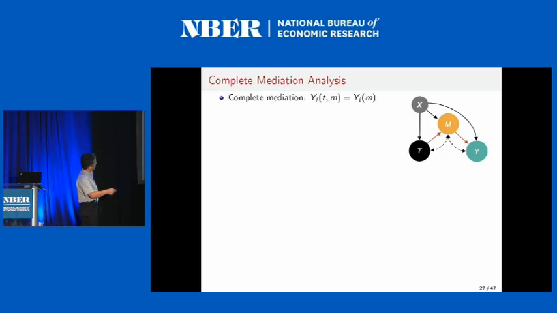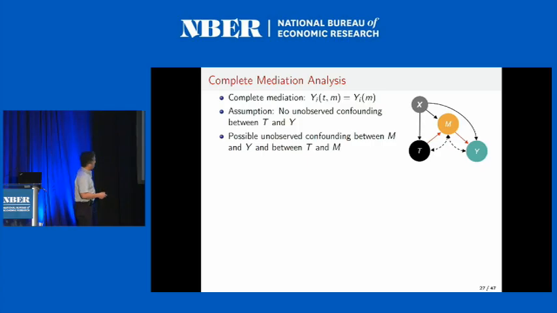So here's a DAG. That's how it looks. The assumption is no unobserved confounding between T and Y. So you see there's no direct arc between T and Y. T and Y can be correlated, but only through these two arcs. You could have unobserved confounding between T and M, and you could also have unobserved confounding between M and Y. You just can't have unobserved confounding between T and Y. This is actually not that bad, because if I randomize T, then I don't have to worry about the unobserved confounding. So I can use this in a randomized experiment. And also, M can be multivariate.